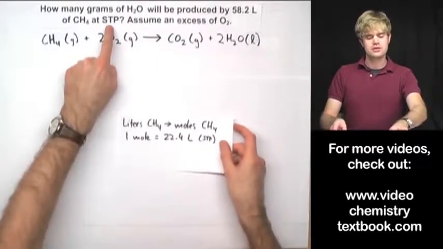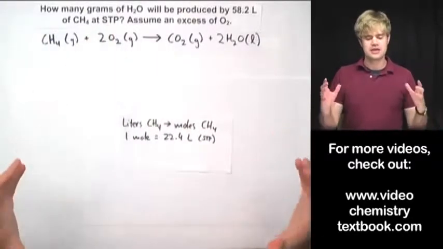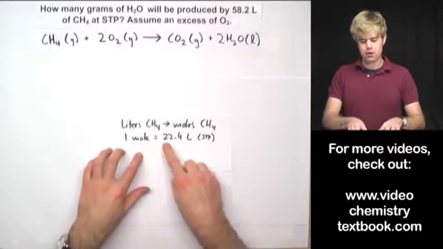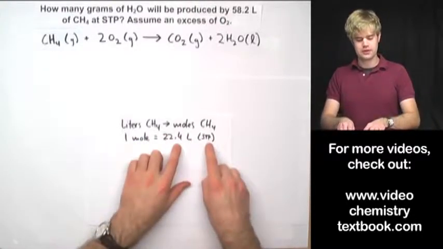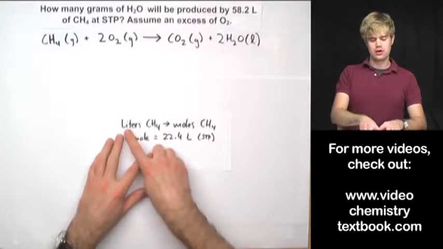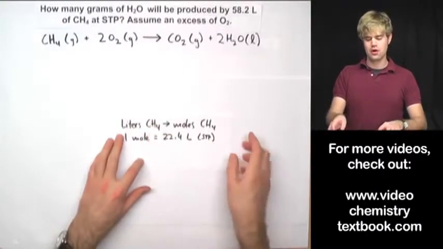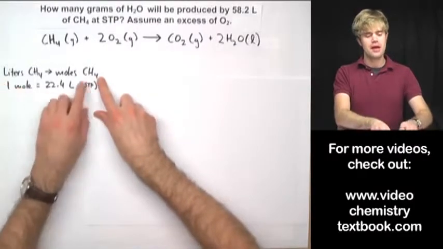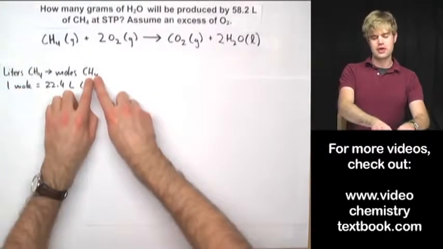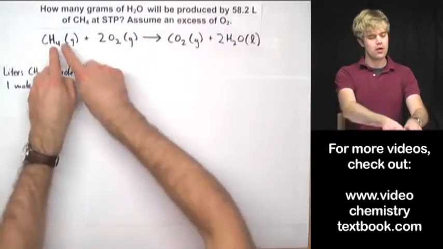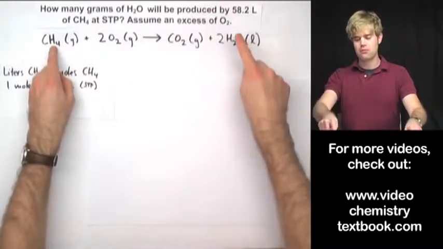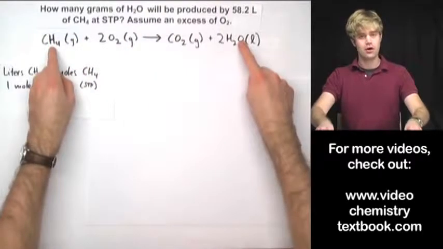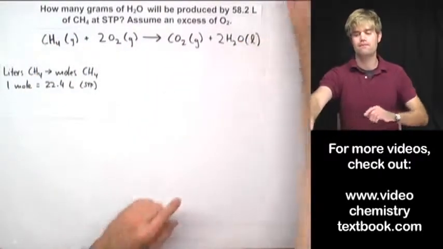Since the problem states that it's at STP, I can use the fact that 1 mole takes up 22.4 liters of space, and that's how I'm going to convert from liters of CH4 to moles of CH4. So this is my first step. After I get my moles of CH4, the next thing that I want to do is find out how many moles of H2O I'm going to get out for that number of moles of CH4.